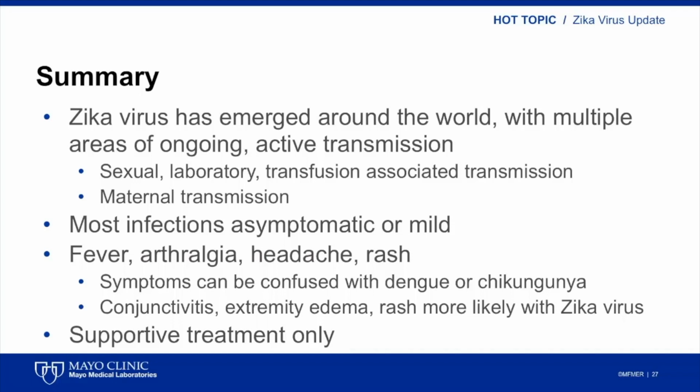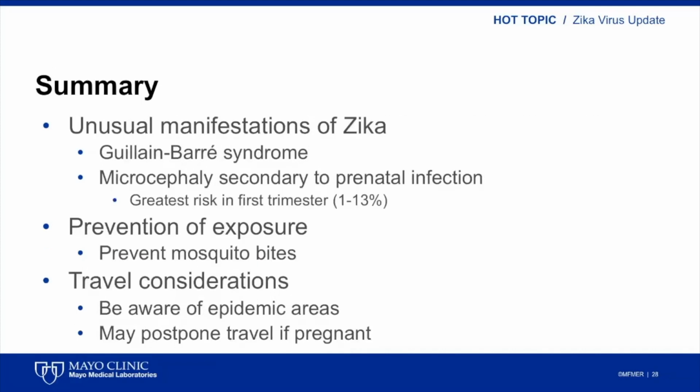Most infections in adults are asymptomatic or mild, consisting of fever, arthralgia, headache, and rash. Symptoms can be confused with dengue or chikungunya. Conjunctivitis, extremity edema, and rash are more likely to occur in association with Zika virus infection. Only supportive treatment is recommended at this time. Rarely, more severe cases of Zika can result in manifestations such as Guillain-Barré syndrome.